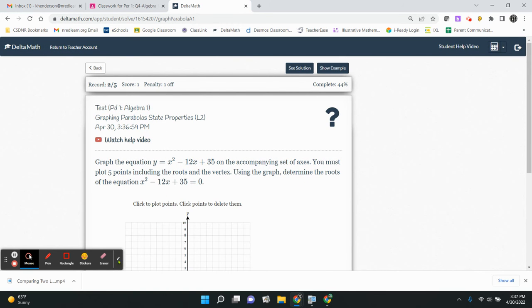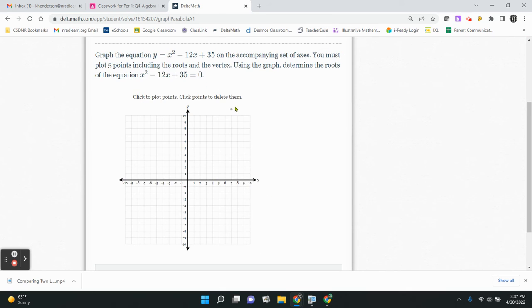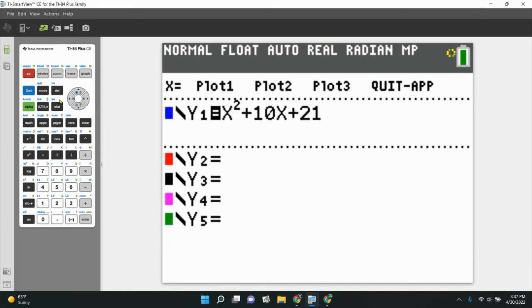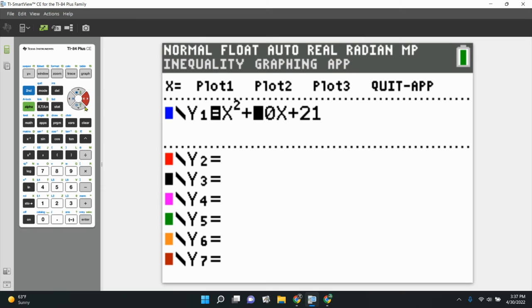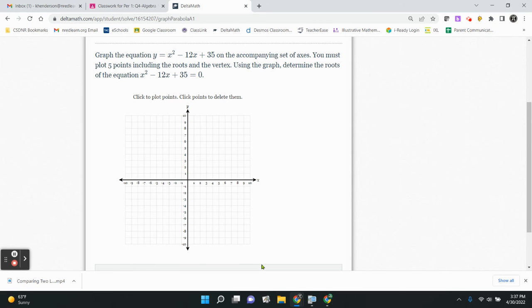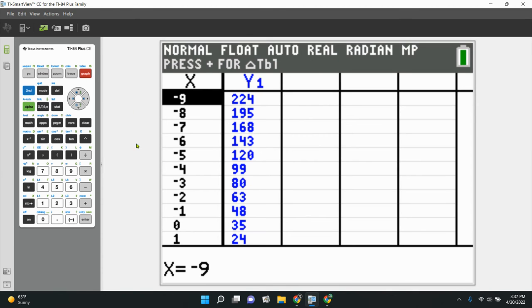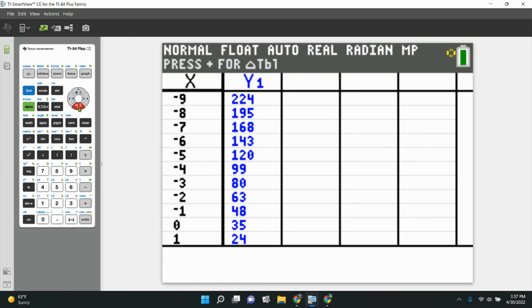Next problem. Using the graph to determine the roots. X squared minus 12x plus 35. Was that the minus 12x plus 35? Yep, okay. Look at the table, and whoa, those are some big numbers.